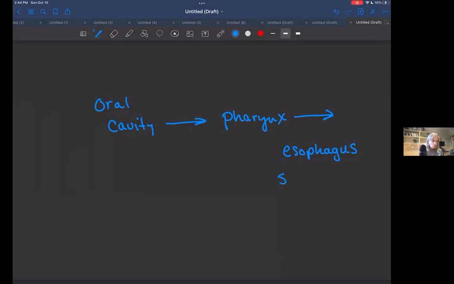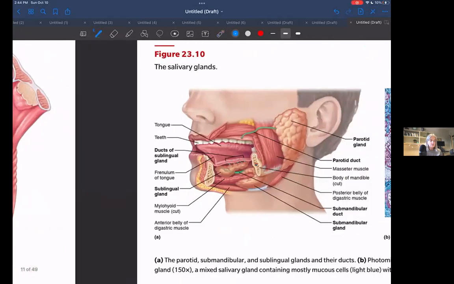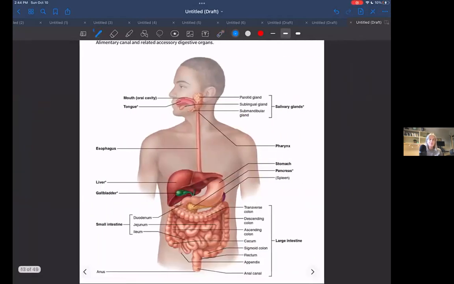So we have stratified squamous because of the possible friction. Anytime in our alimentary canal that we have friction, we need it stratified in order to protect the tissue. So when we look at our entire digestive tract, we see here that we have the esophagus coming down.